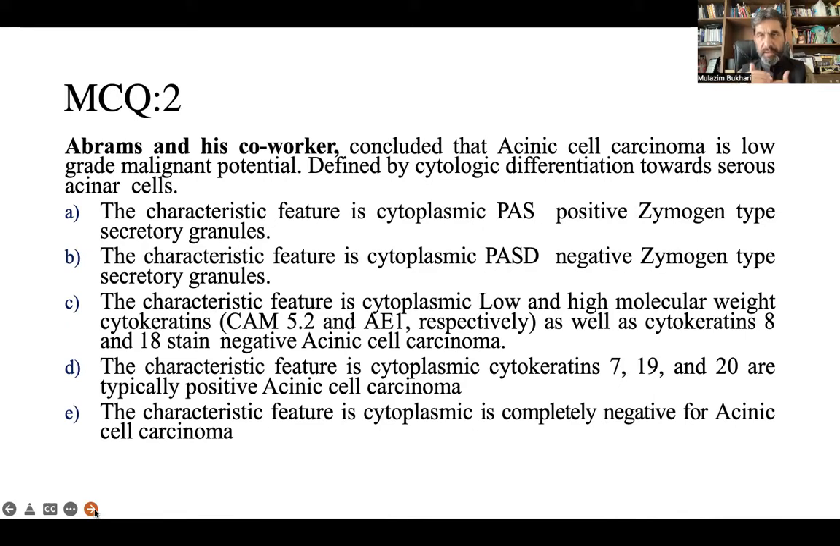Let's see one by one, concentrate, examine. The answer is there. PAS is positive. PAS-D is resistant. It is also positive for low and high molecular weight cytokeratins, especially 8 and 18. C is negative, and cytokeratin 7, 19, 20 is not positive. And the cytoplasmic granules are positive. So the reply is A.